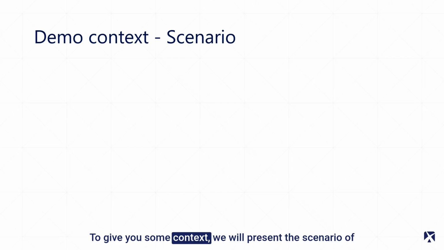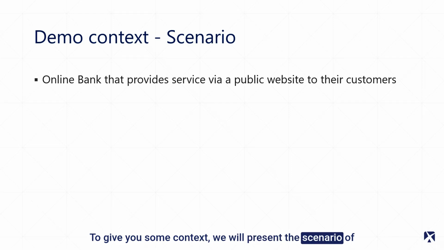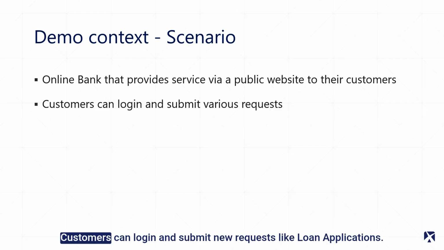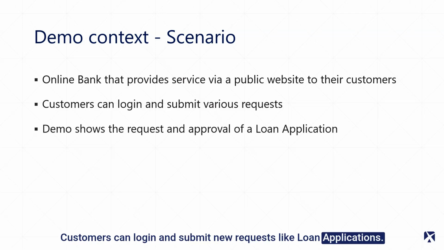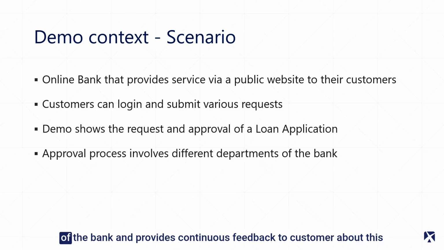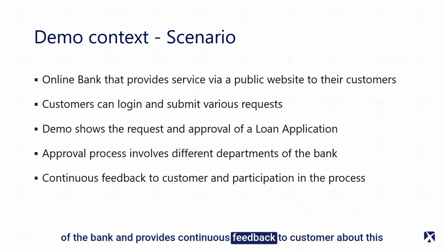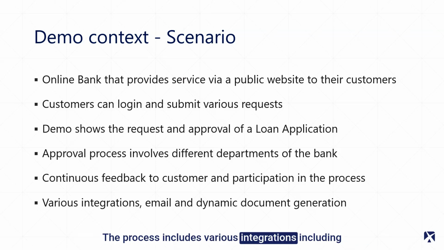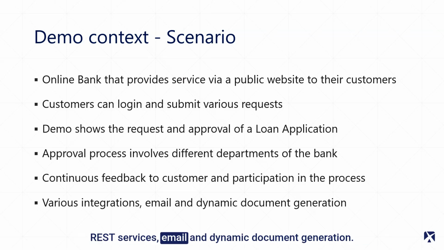To give you some context, we will present the scenario of an online bank with a public website for their customers. Customers can log in and submit new requests like loan applications. The approval process for these requests involves different departments of the bank and provides continuous feedback to the customer about this process, including the participation of the customer in the process. The process includes various integrations, including REST services, email, and dynamic document generation.